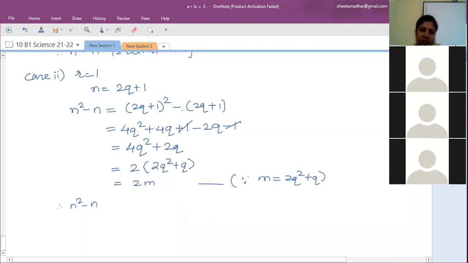Where? It's because this sign is therefore. This sign is therefore, upside down.